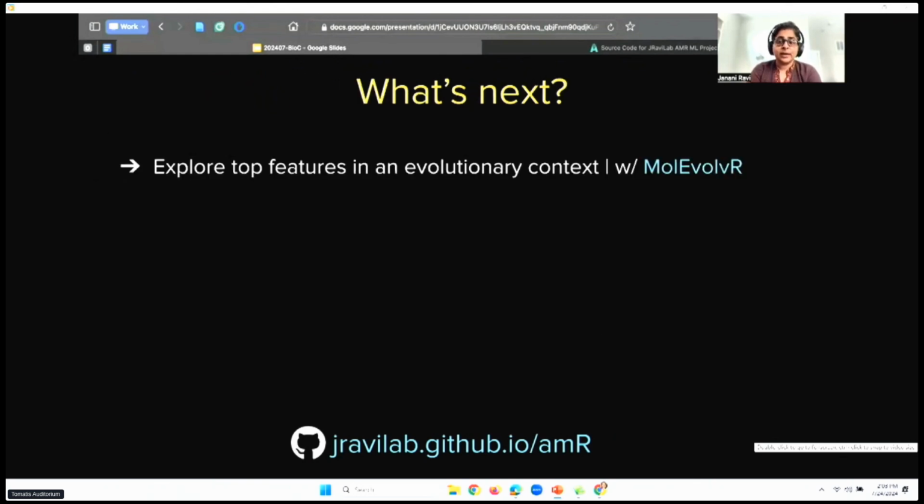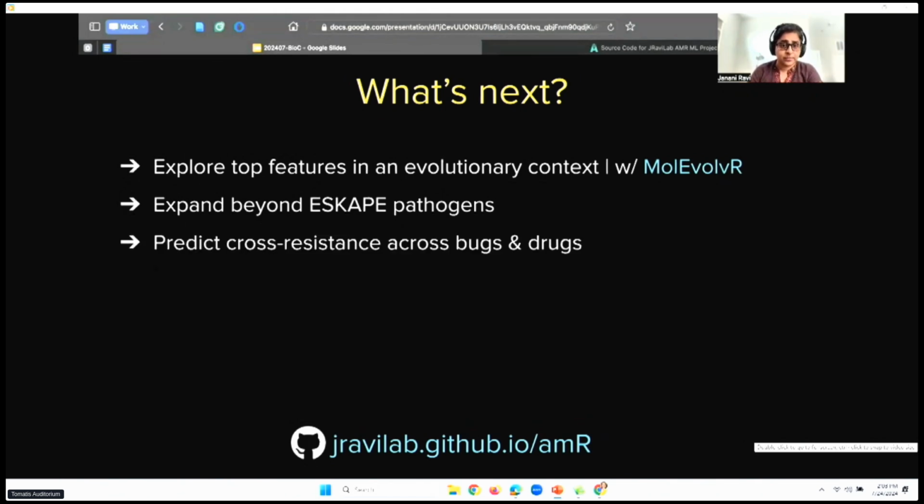What's next? So one of the things that we're very interested in is to see not just the static snapshots of which bugs and drugs are resistant, but to see what is the evolutionary context. Where else are these genes present, and how have these mechanisms evolved? And we clearly want to go beyond ESKAPE pathogens, but this was a good use case because they are notorious for AMR. And we're also now working on predicting cross-resistance across bugs and drug families. And all of these will become functions in our package too.